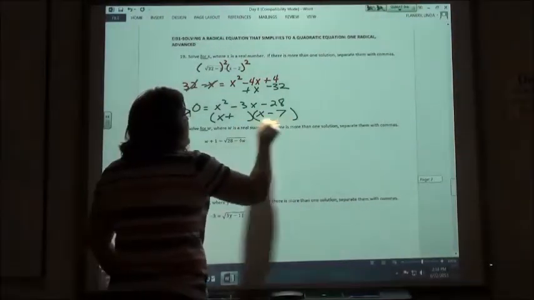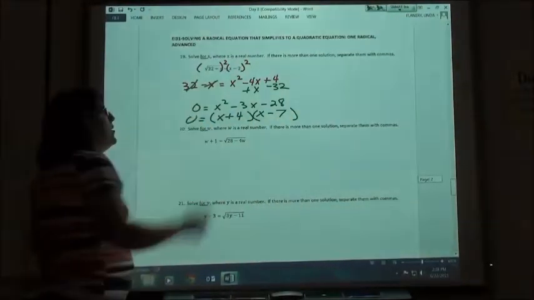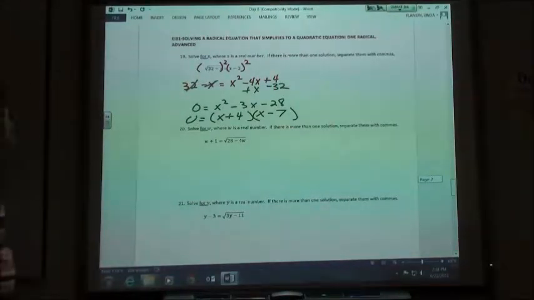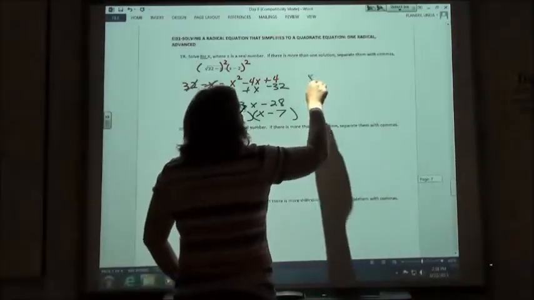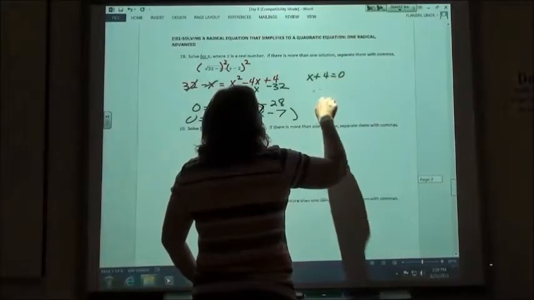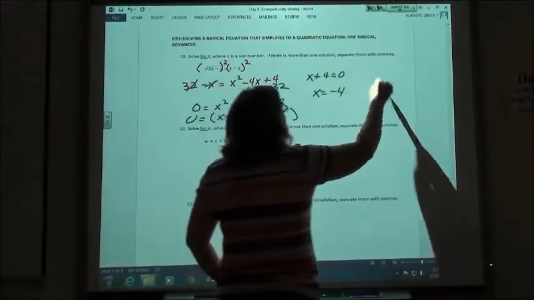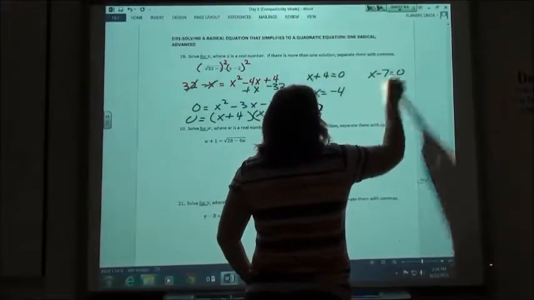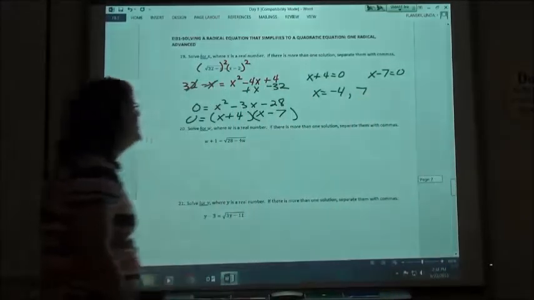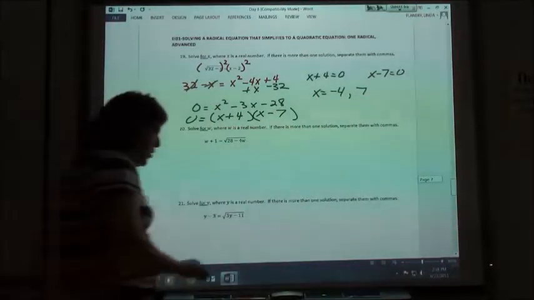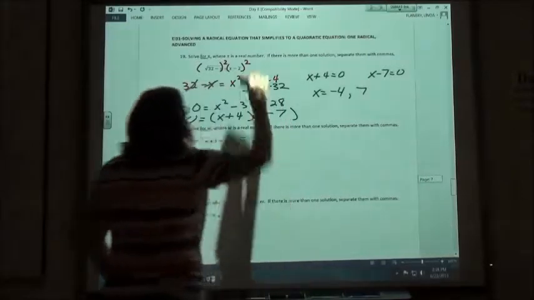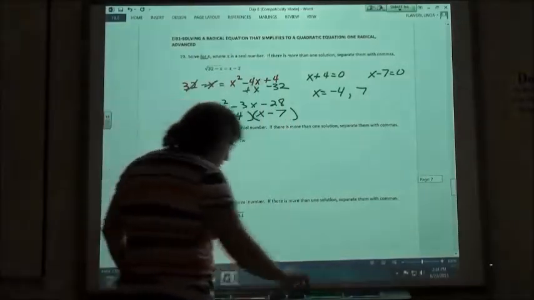I'd have to have a minus 7 and a plus 4 in order to get minus 3 in the middle. So if x plus 4 equals 0, that's going to give me a minus 4 answer. If x minus 7 equals 0, it gives me a positive 7 answer. Again, you have to go back and check those answers because sometimes you get extraneous solutions.